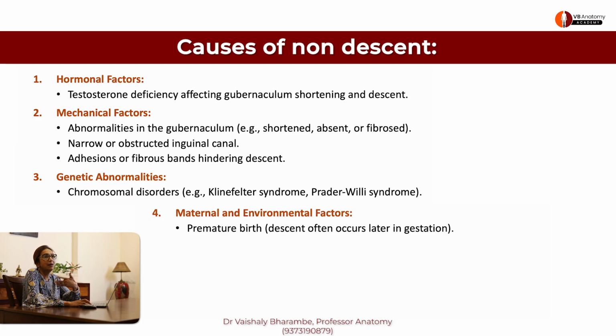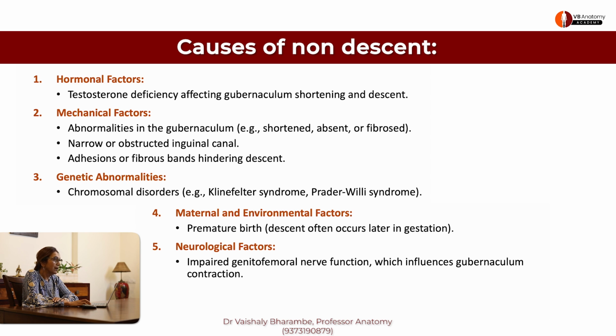Maternal factors, like the mother delivers in the 6th month, 7th month. Testes have not descended by then. You know the timeline by now. So that's a very common cause. Neurological factors such as impaired development of the genitofemoral nerve. That's a nerve that stimulates the gubernaculum to pull the testes down. And idiopathic. All these are causes of non-descent. Please learn them well. They're asked very often.